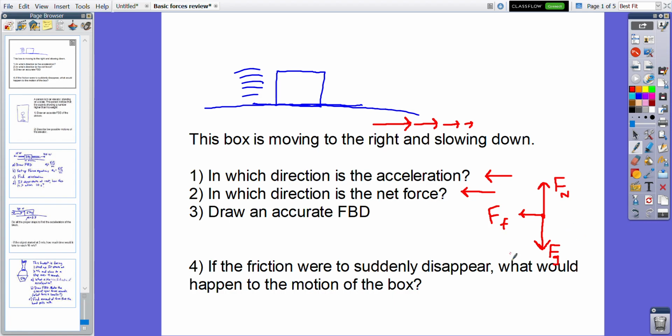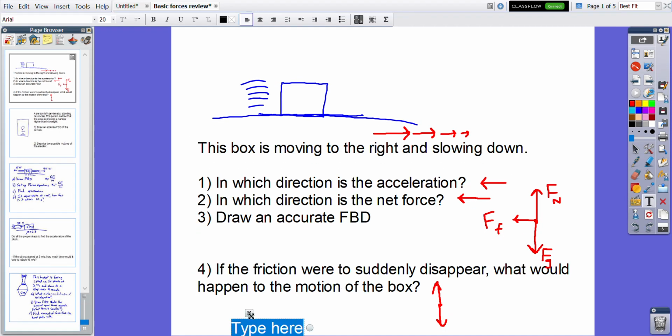Okay? All right, last question, number 4. If the friction were to suddenly disappear, what would happen to the motion of the box? Well, if the friction were to suddenly disappear, your FBD would only look like this. Sorry, this is a pretty bad arrow, but okay, it would look like that. These two forces would cancel each other out. Balanced forces means it would move in a straight line at a constant speed. Okay? So moving to the right at a constant speed, whatever speed it was going when the friction disappeared.